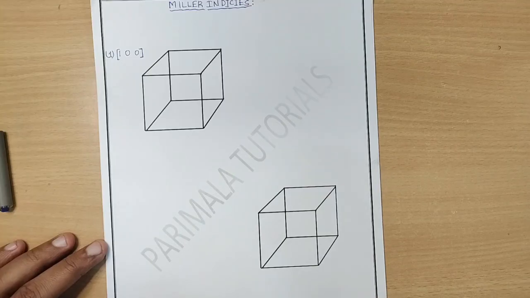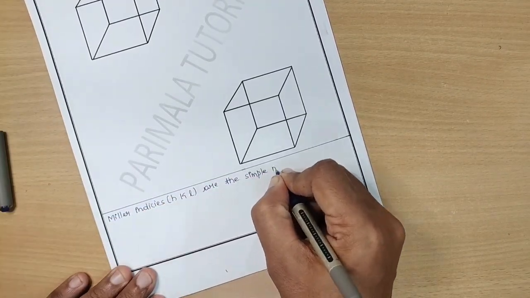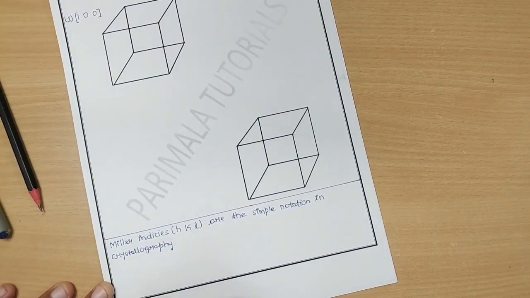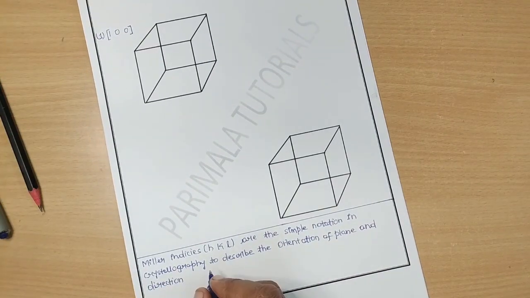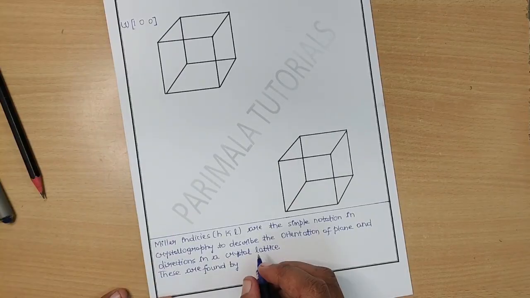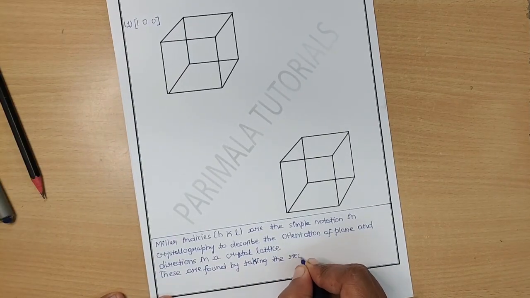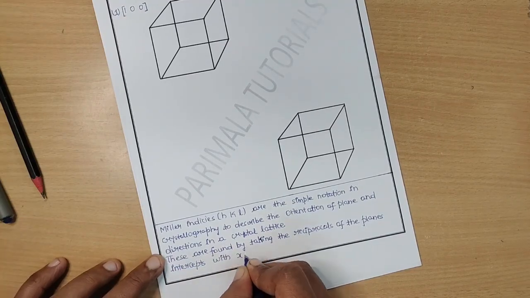In this session, let us see how to draw the Miller indices for the given crystal lattice. So, the question is, what are Miller indices? To put it in simple words, Miller indices, generally represented as HKL, are a simple notation in crystallography to describe the orientation of planes and directions of the crystal lattice structure. Generally, these are found by taking the reciprocals of the plane's intercepts with the X, Y and Z axes.